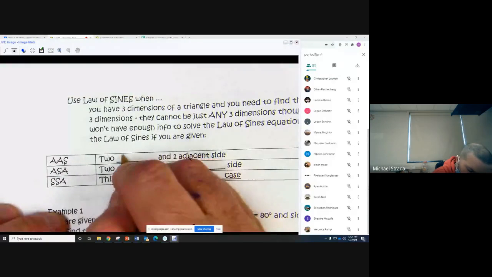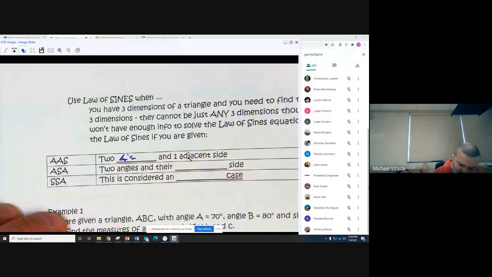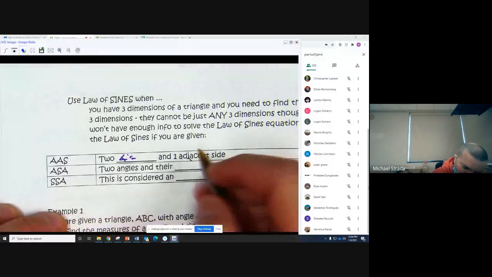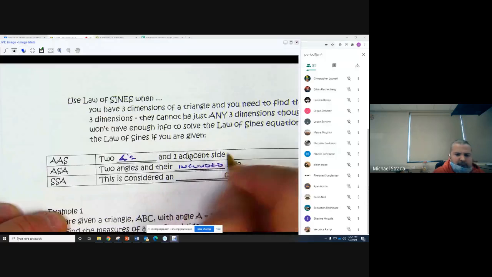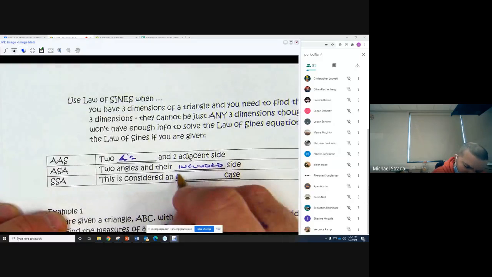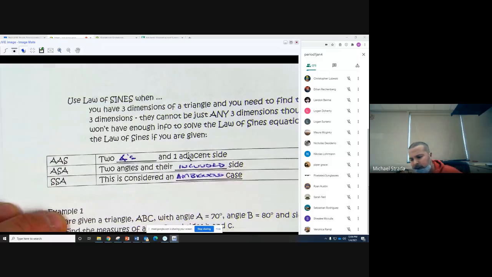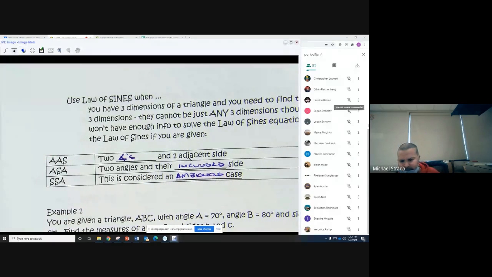AAS, which is two angles and a non-included adjacent side. ASA, which is two angles and their included side. And then side-side-angle is considered an ambiguous case. We will focus on that tomorrow.